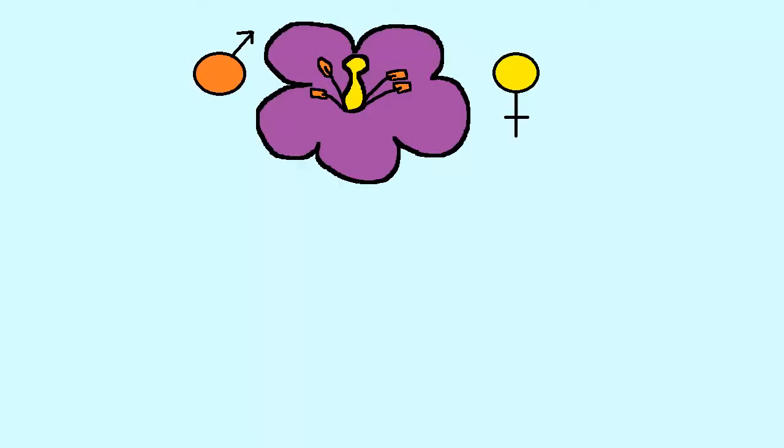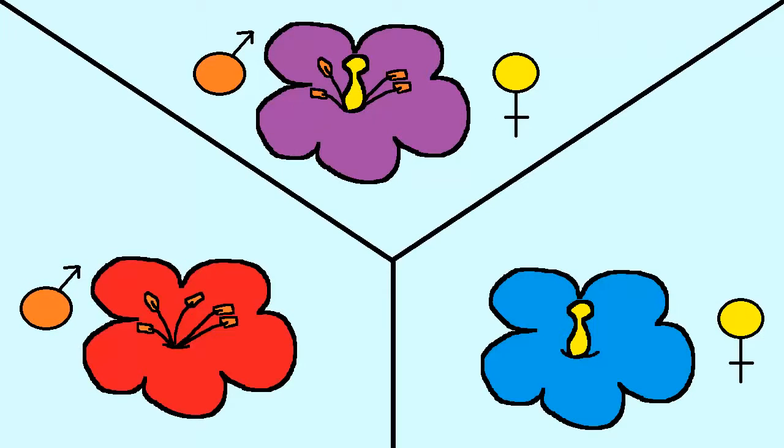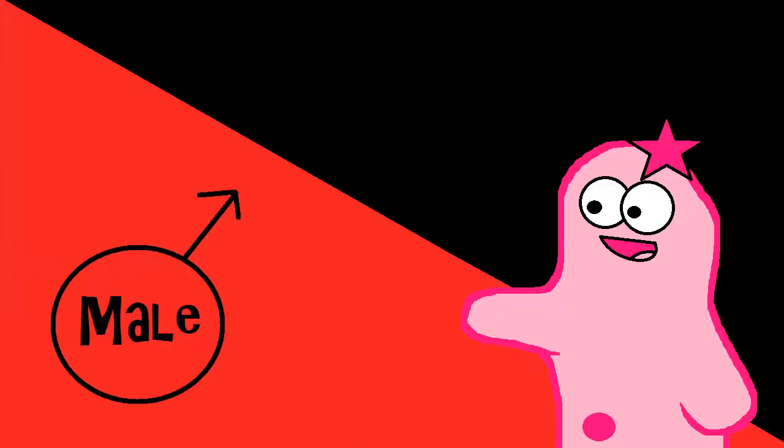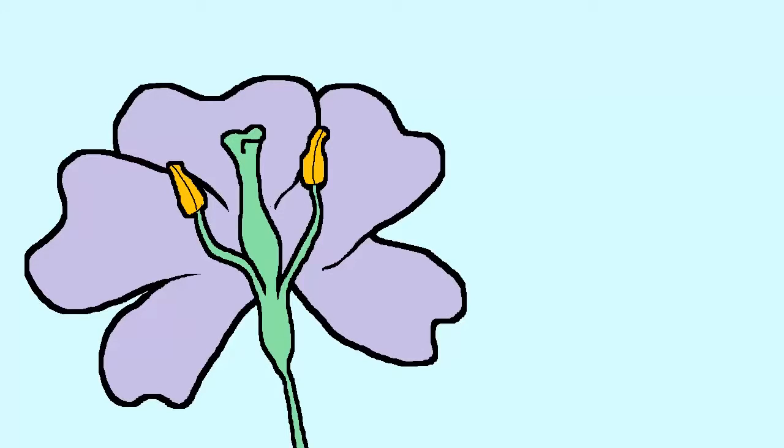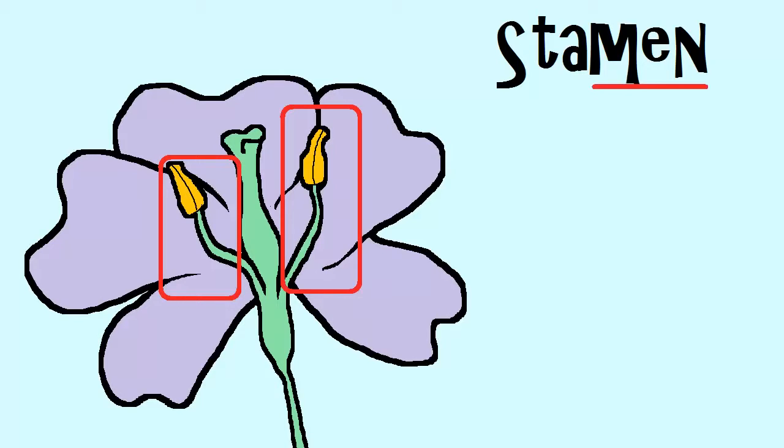Many flowers contain both male and female parts. Other flowers only contain one gender of parts. Let's talk about flower parts of an angiosperm. First, we'll start with the male parts. The male parts make up the stamen. Stamen has men in it, so that helps me remember male.